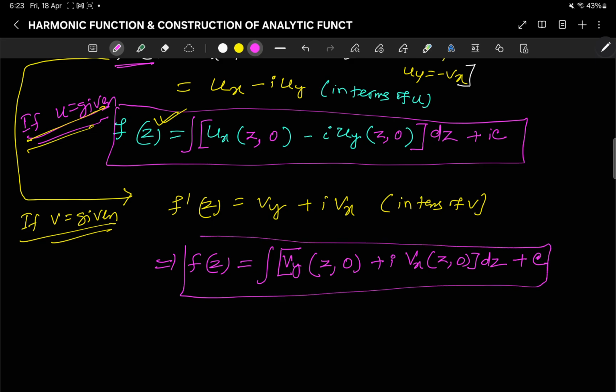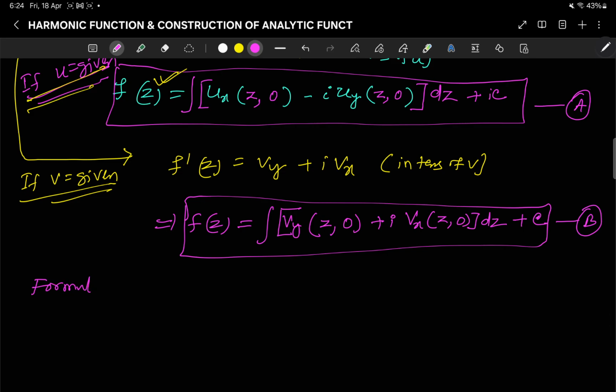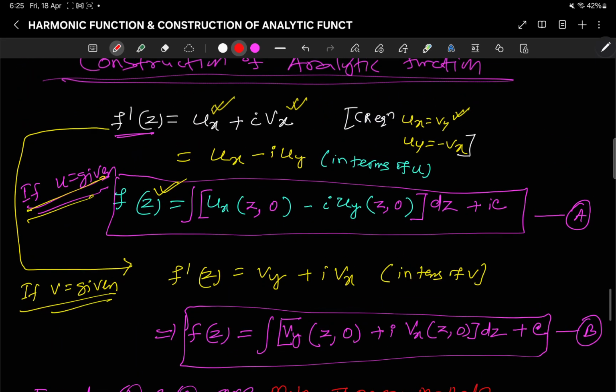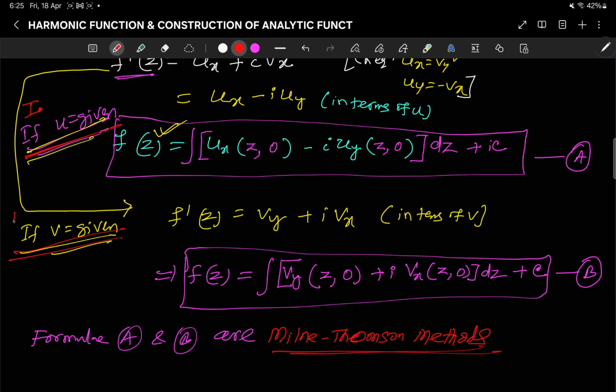Now these two are called the Milne-Thomson formulas. This is A and this is B. If u is given, how to find f(z), and if v is given, how to find f(z): these two formulas, A and B, are the Milne-Thomson formulas, or methods. So if either one is given, we know how to find f(z). Once we find f(z), then the conjugate function v or u can be obtained. So this is one of the simplest formulas.